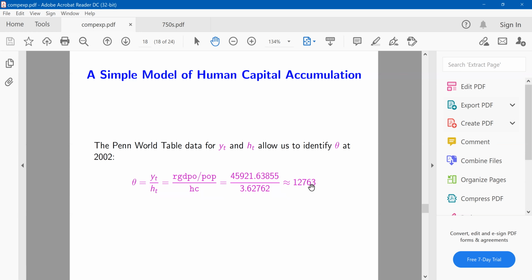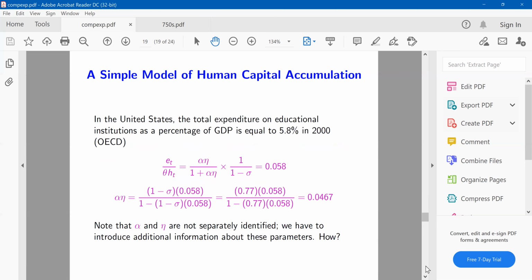This model is entirely very simple. So there's no physical capital, there's no TFP component. So growth is entirely depending on the human capital, right? So then there is this particular value of theta, which is equal to 12,763, and that is consistent with 2002 data for the United States economy in the Penn World Table. Okay. Once again, I am using very simple logic here.